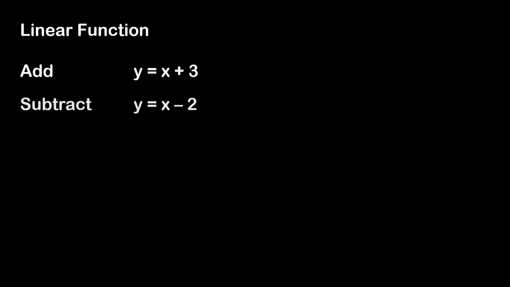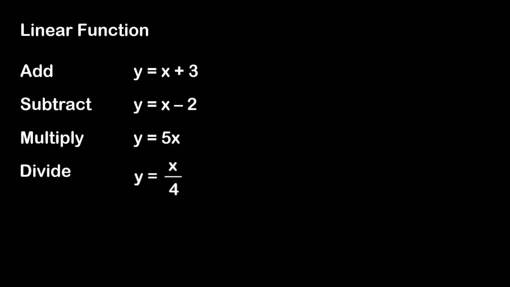We recall that with linear functions there are four operations that you're allowed to do to x. You're allowed to add a number to x, subtract a number from x, multiply a number by x, and divide x by a number. So in these examples, we add 3 to x, we subtract 2 from x, we multiply x by 5, and we divide x by 4. All of these functions are examples of linear functions because we are using one of the four operations.